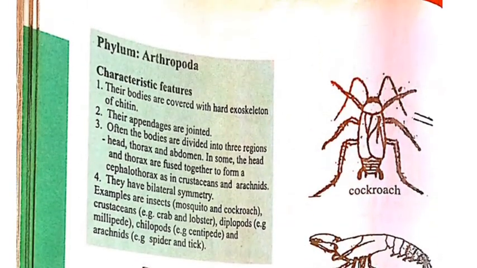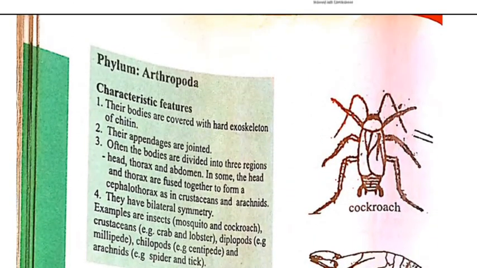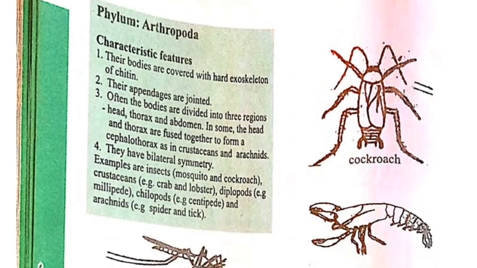Now Arthropoda, I think this is the last one under the subkingdom Invertebrata. Then we talk about Vertebrata, and that will be the end. Their bodies are covered with a hard exoskeleton of chitin. Their appendages are jointed. Often the bodies are divided into three regions: head, thorax, and abdomen. HTA, head, thorax, and abdomen. In some, the head and thorax are fused together to form a cephalothorax, as in crustaceans and arachnids.